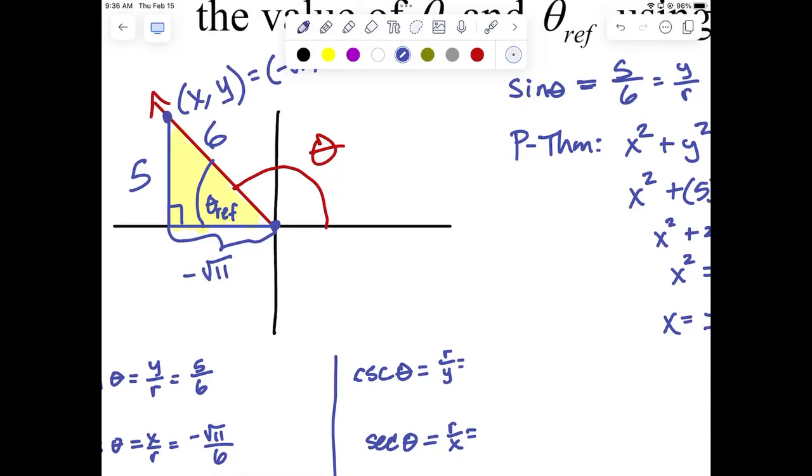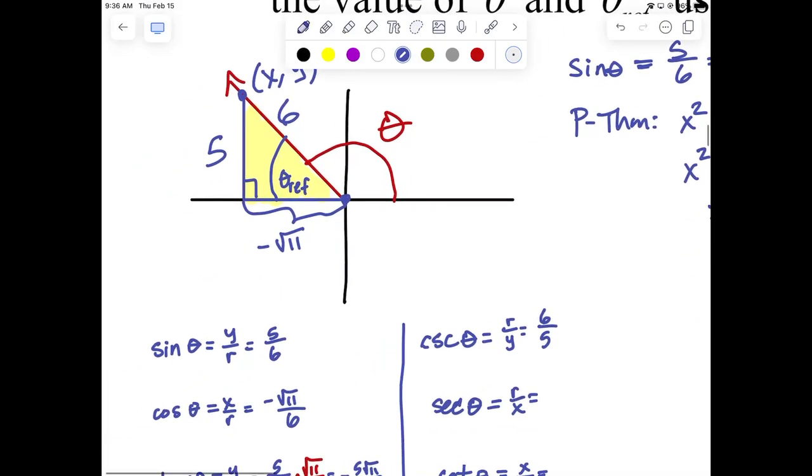What would cosecant be from the triangle? What's r over y? 6 over 5. Now, compare it to sine. Is 6 over 5 the reciprocal of 5 over 6? Yes, that's how you want to do it.